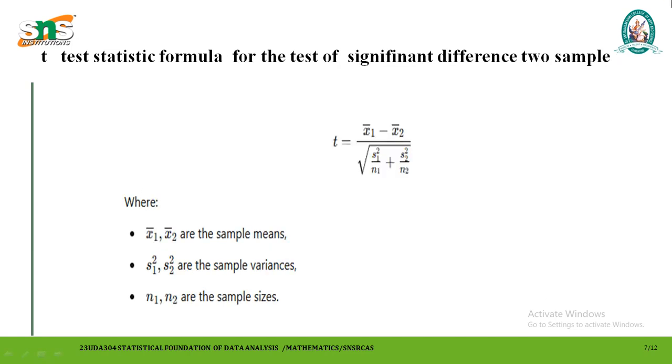The next formula is the t-test statistic formula for the test of significant difference between two samples. The formula is t equals x1 bar minus x2 bar divided by root of s1 squared by n1 plus s2 squared by n2. Here x1 bar and x2 bar are the sample means, s1 squared and s2 squared are the sample variances, and n1 and n2 are the two sample sizes.